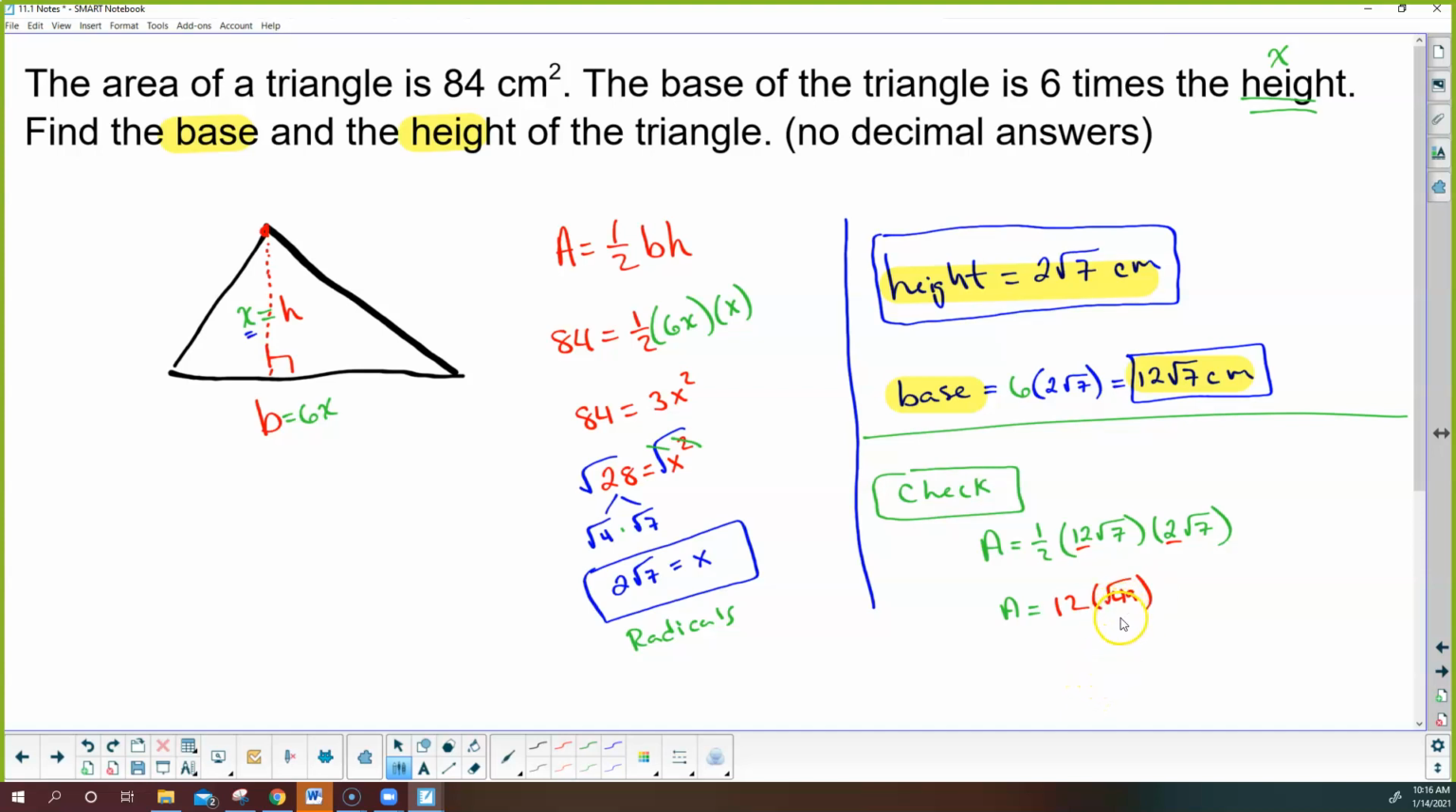But the square root of 49 is 7, and 12 times 7 gives me 84 centimeters squared, which makes me happy because that's what the area was supposed to be. So you can use this to check your work. You just have to really be comfortable with multiplying radicals.